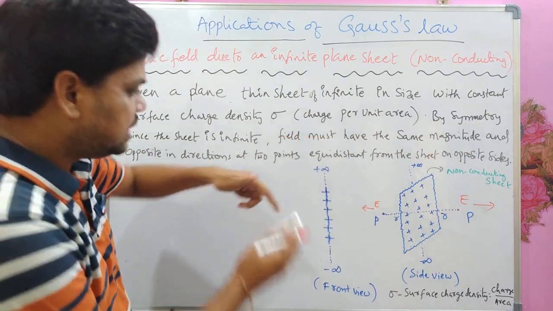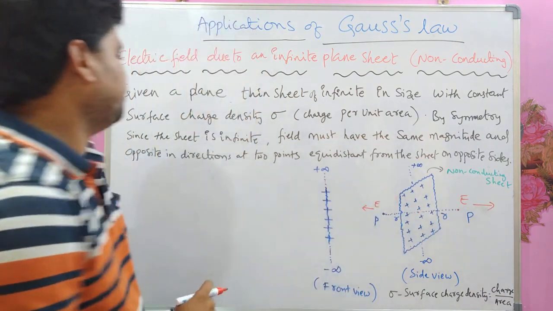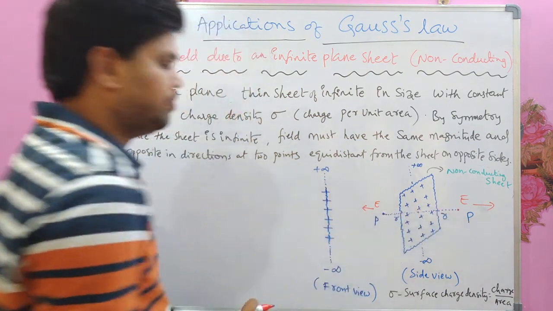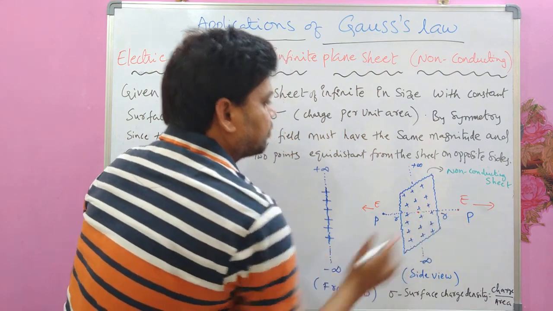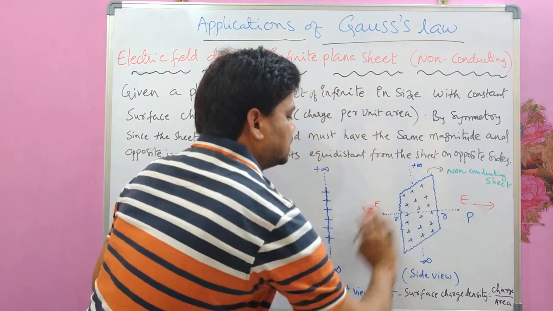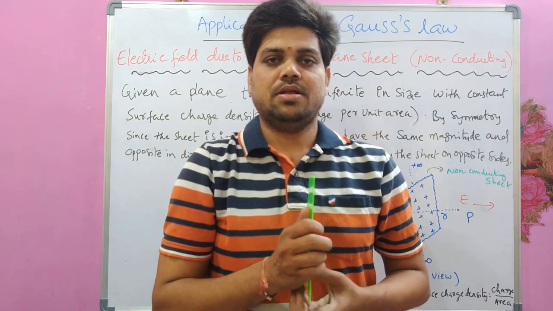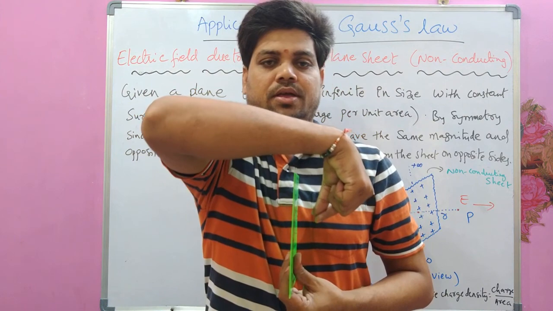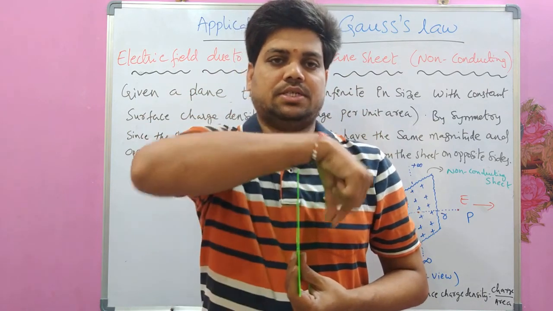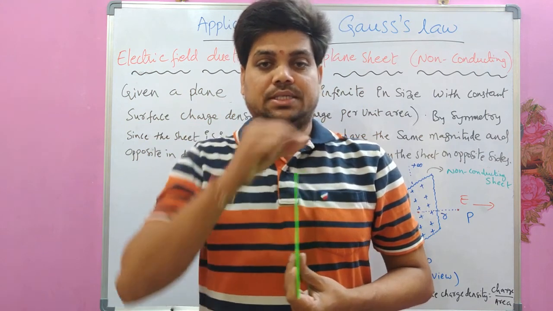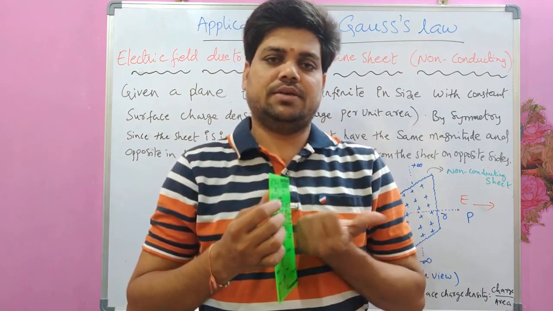By symmetry, since the sheet is infinite in size, the field must have the same magnitude and opposite direction at two points equidistant from the sheet, r distance from the sheet, on opposite sides of the sheet. It's very simple. There's nothing to explain there. I have a sheet like this. On this side and on this side, if both points are equidistant from this sheet, at those two points the electric field magnitude will remain the same, but opposite in direction. This side it will be this way, and on this side it will be this way. That is what is written.